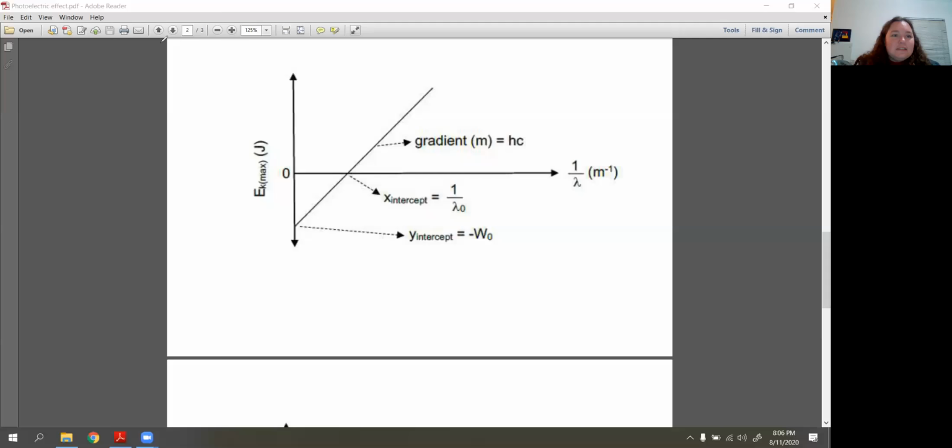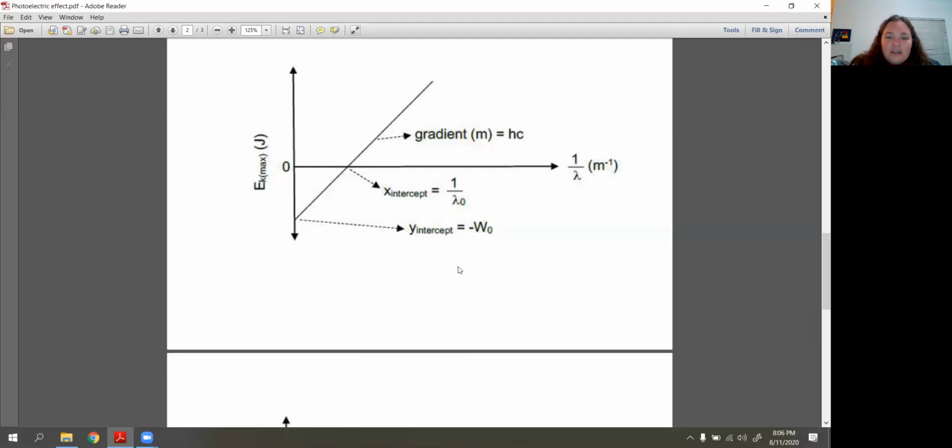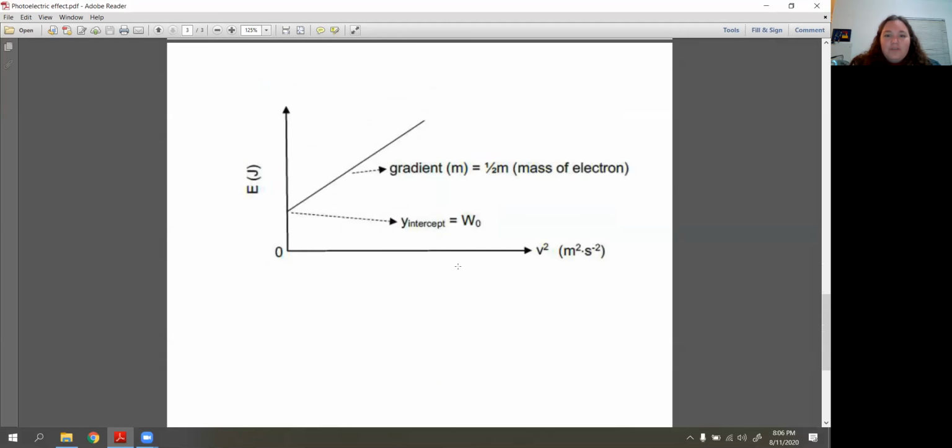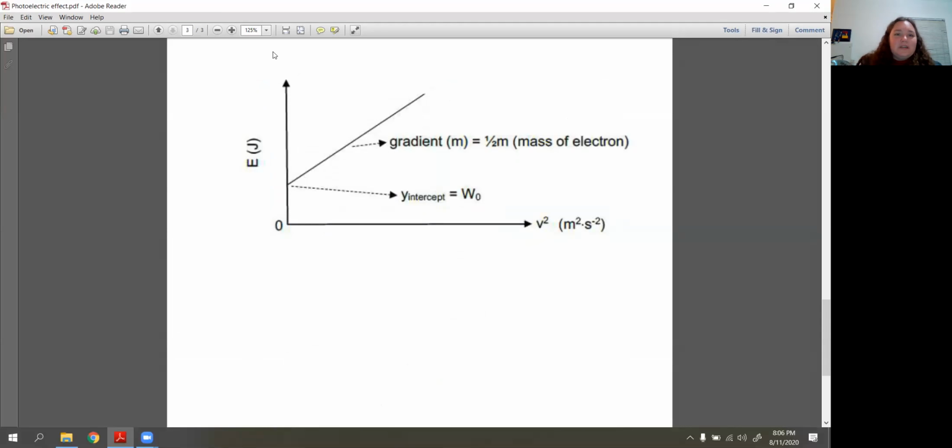Let's quickly clear this. I'm going to scroll down to the last one over here. All right, now this one's a little bit unusual. So let's have a look. E is equal to W naught plus EK maximum. Now, if I look at this, I have got E, which is fantastic because that's already my y. But they've also got v squared. So I'm going to have to split up my kinetic energy maximum to get that out.